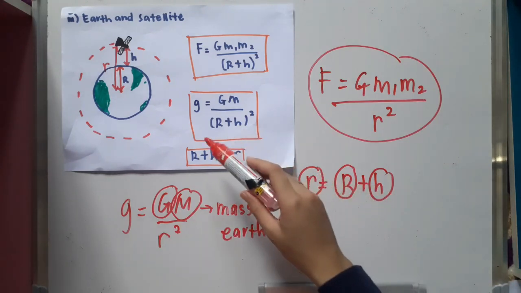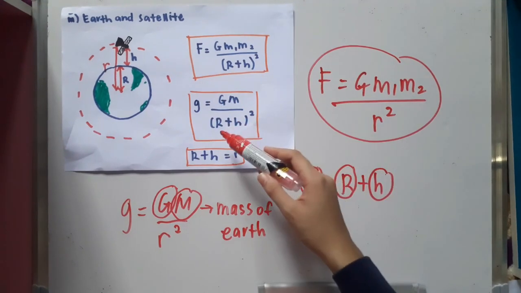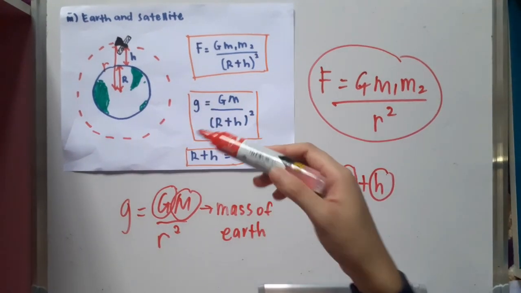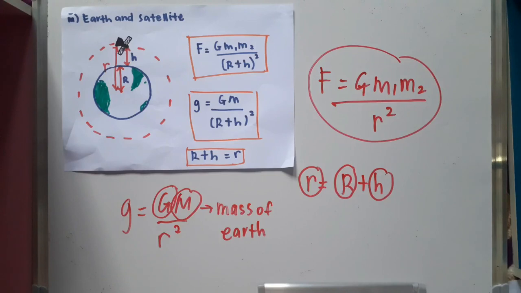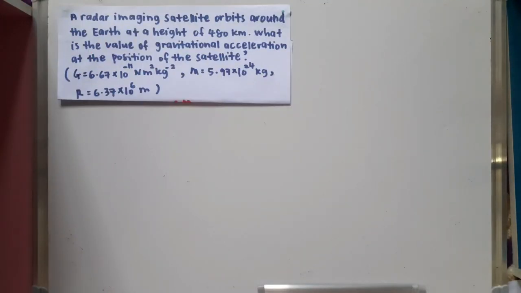So this is how to calculate the gravitational acceleration on the satellite. Okay class, let's take a look at this example. A radar imaging satellite orbits around the Earth at a height of 480 km. What is the value of gravitational acceleration at the position of the satellite?